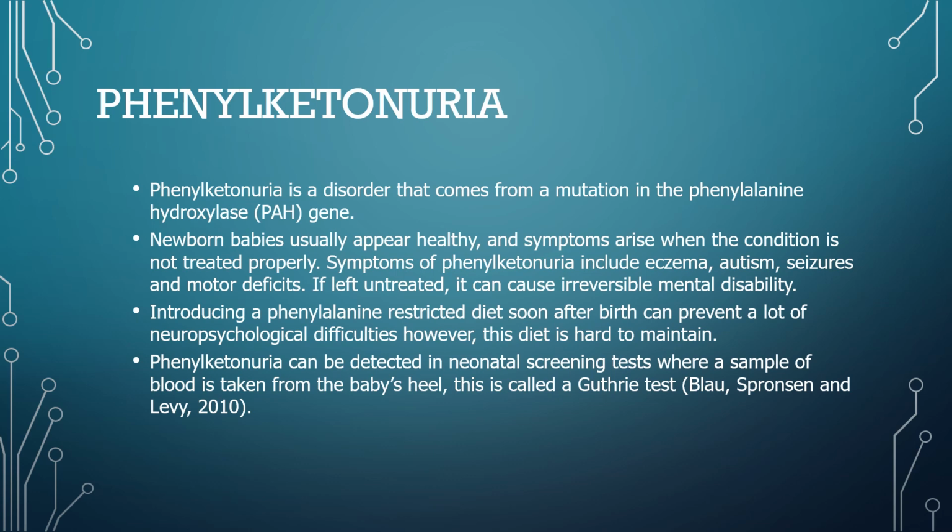Phenylketonuria. Phenylketonuria is a disorder that comes from a mutation in the phenylalanine hydroxylase gene. Newborn babies usually appear healthy and symptoms arise when the condition is not treated properly. Some symptoms of phenylketonuria include eczema, autism, seizures, and motor deficits. If it is left untreated, then it can cause irreversible mental disability.